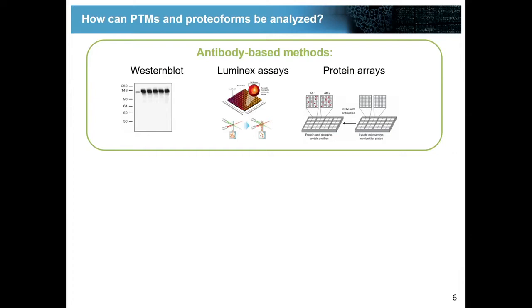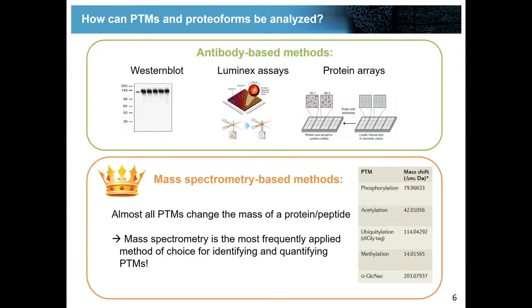And that's why the king of analysis methods that most people use for PTMs, definitely the most used method in the field when you look at publications, is mass spectrometry. We can use mass spectrometry to analyze PTM-carrying peptides because almost every PTM changes the mass of the peptides or the proteins that we're analyzing.